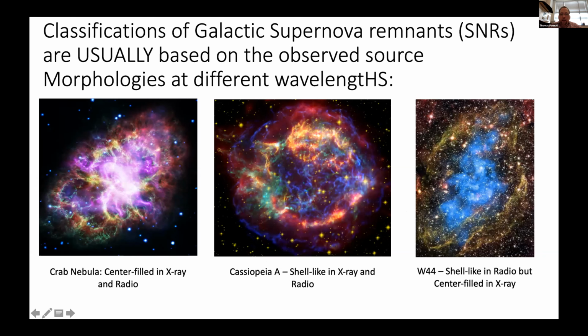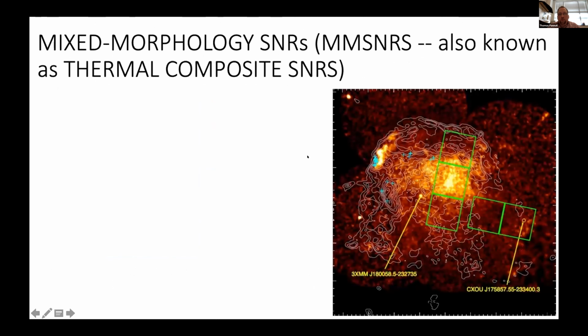But then you also would have the remnants which are center filled in the X-ray, but shell-like in the radio. They have contrasting morphologies here. And the X-ray emission, while there may be in some cases a component which is due to a nebula associated with a central pulsar, neutron star, the central X-ray emission is dominated by thermal emission. And these are called the thermal mixed morphology remnants, or thermal composites. And I could give a prominent example of this remnant here.